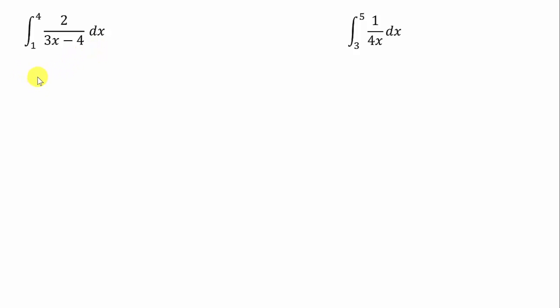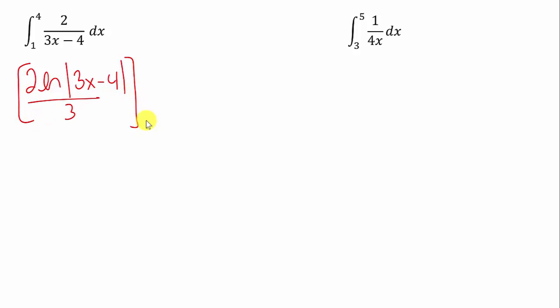Okay, so on this one, again, starting with your integration, I have 2 times the natural log of the absolute value of 3x minus 4 divided by 3, and we're going to evaluate that from 1 to 4. Now I'm going to plug my top bound of 4 in, and I'm going to write this as 2/3 times the natural log. When I plug 4 in, I get 3 times 4 is 12, minus 4 is 8, and since 8 is positive, I don't need the absolute value anymore.